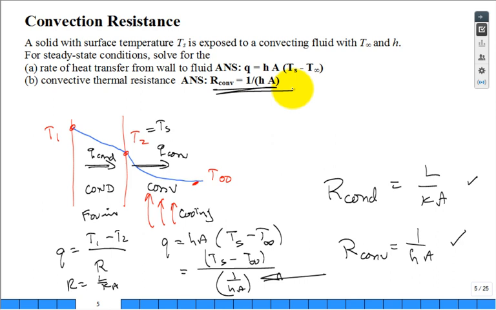Yes, we can get a radiative resistance, but because it's got that T to the fourth and it's an approximation, let's skip it for now. Let's just worry about conduction and a boundary condition, convection. We'll get more complicated as the semester goes.